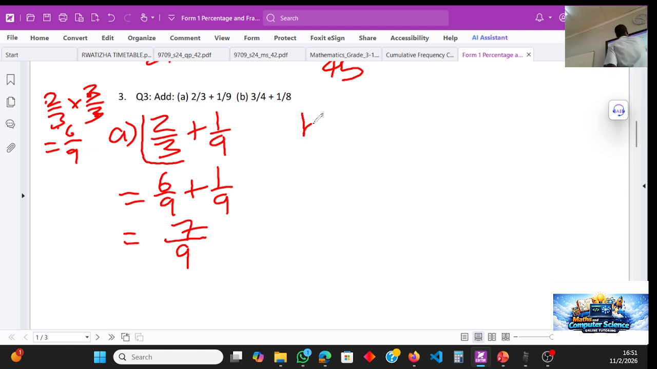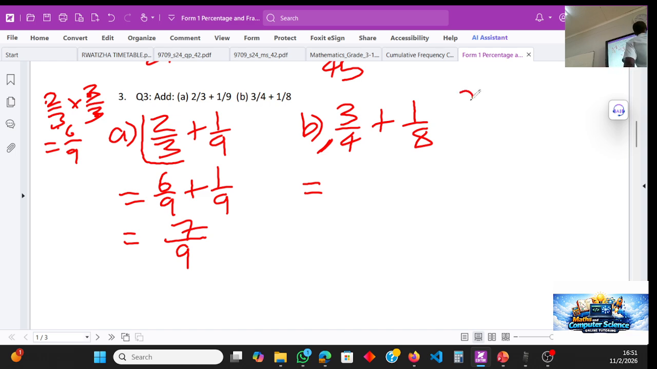Then I move on to B part, where I've got a similar scenario again. I have a fraction 3 over 4 plus 1 over 8. And if I check carefully on my denominators, both these two are multiples of 4, implying that I can turn the first one into its equivalent form where the denominator will be 8. So I'm going to say equal to here.